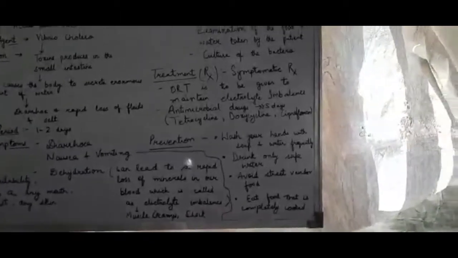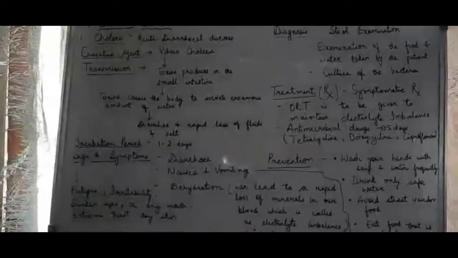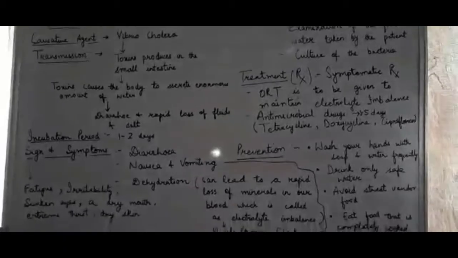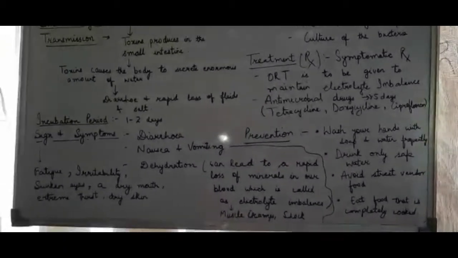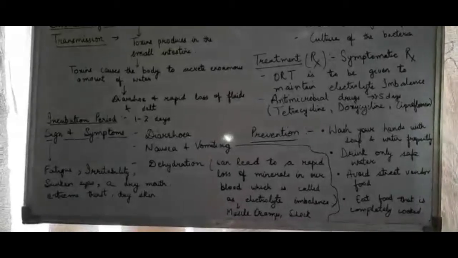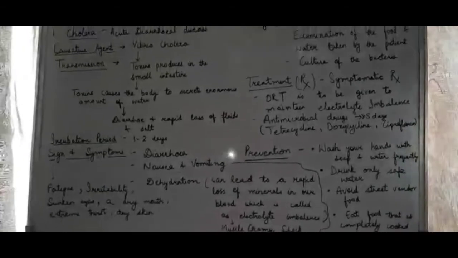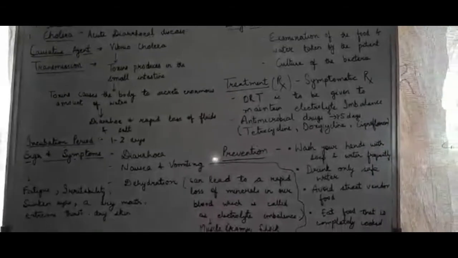Next is prevention. Prevention is: wash your hands with soap and water frequently, drink only safe water, avoid street vendor foods, eat food that is completely cooked. One thing that is common to the waterborne diseases is prevention.